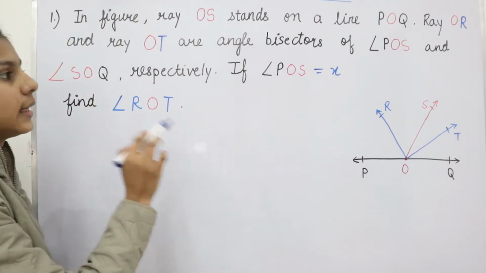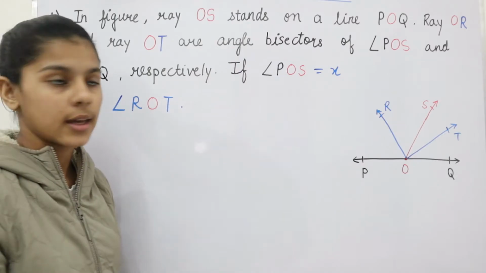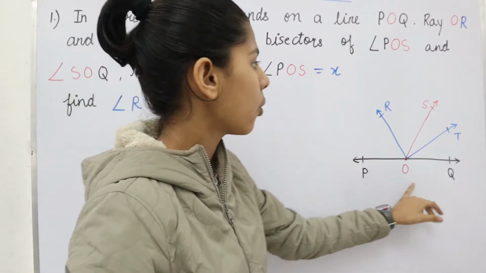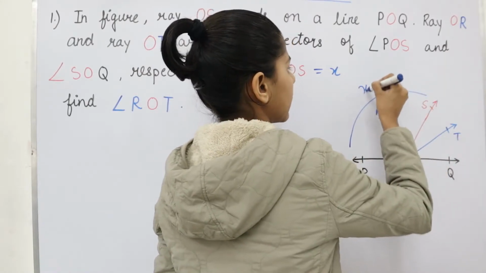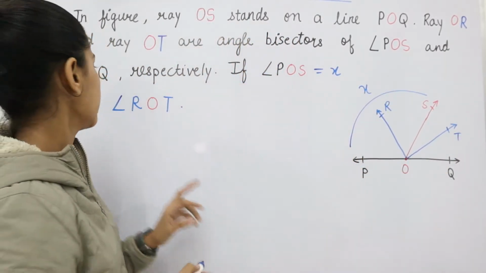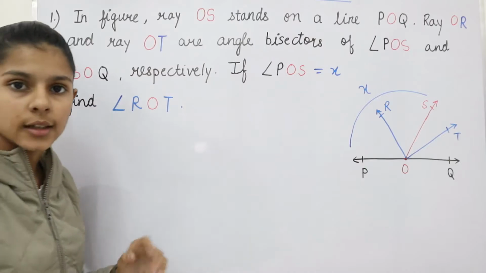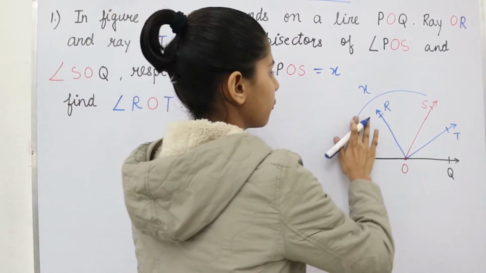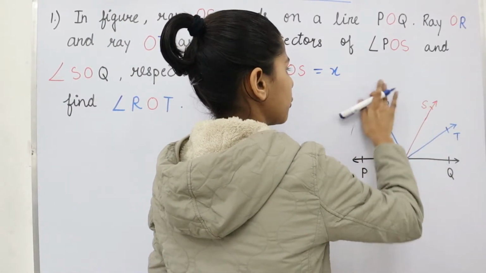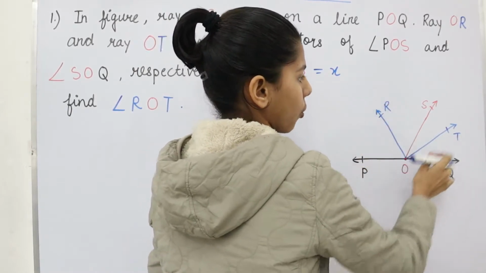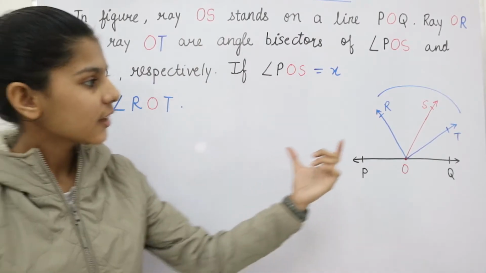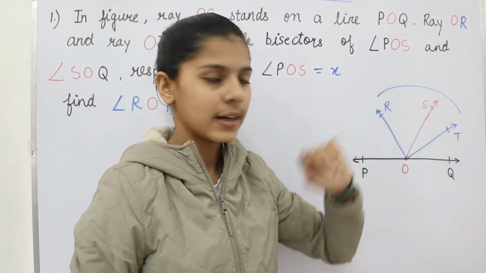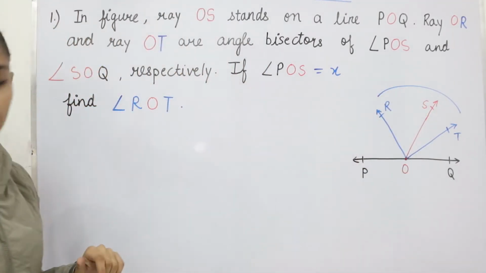Now, if POS is equal to X, which means this complete angle is X, then find ROT. What do we have to find? We have to find this angle ROT, this one complete angle. So we are given that this angle is X and we have to find this one angle. How will we calculate it?